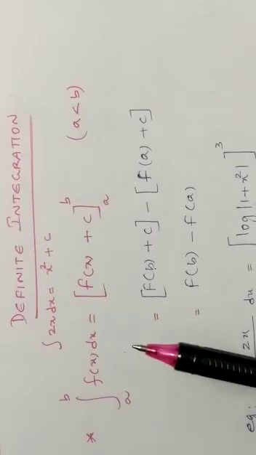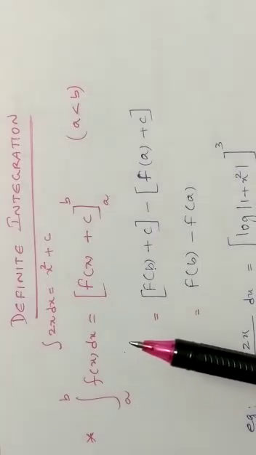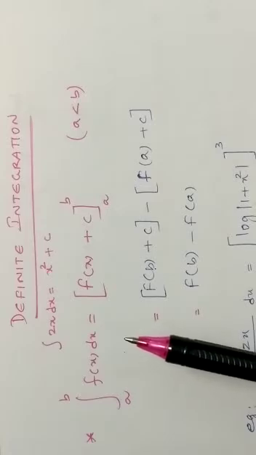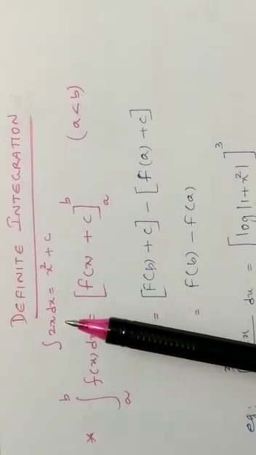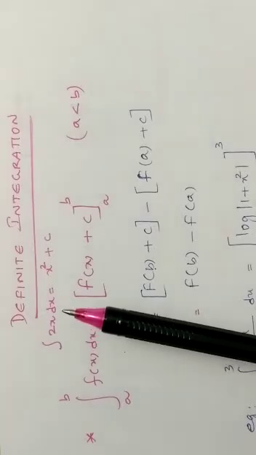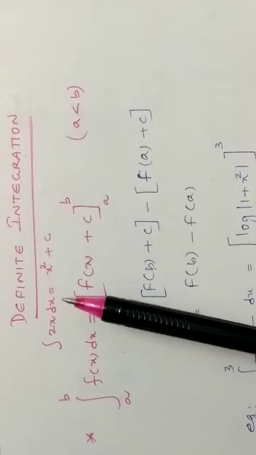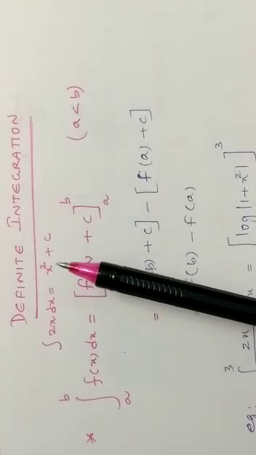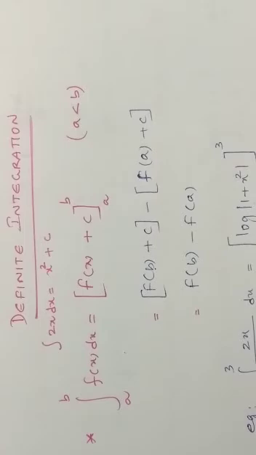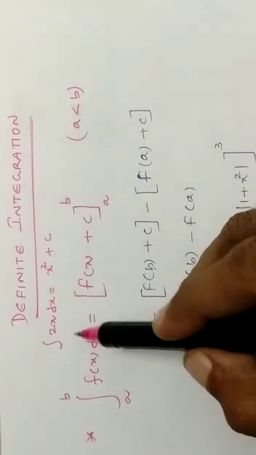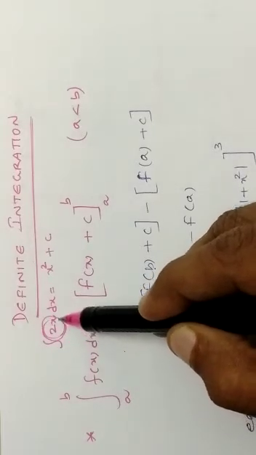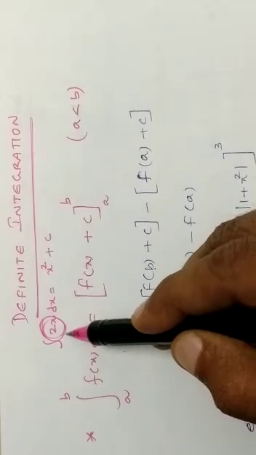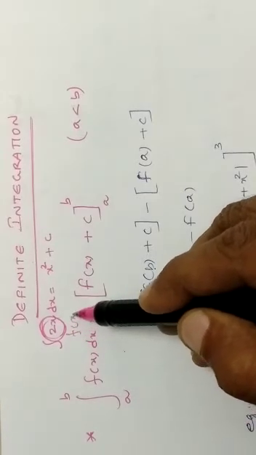Before going into definite integration, we try to see the actual meaning here. If we observe this integral 2x dx, the answer is x square plus c. If you observe, you are integrating a function of x. Treat it as small f of x.